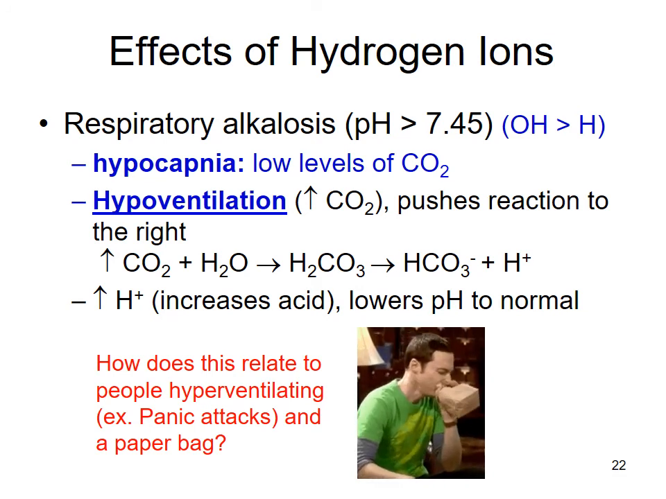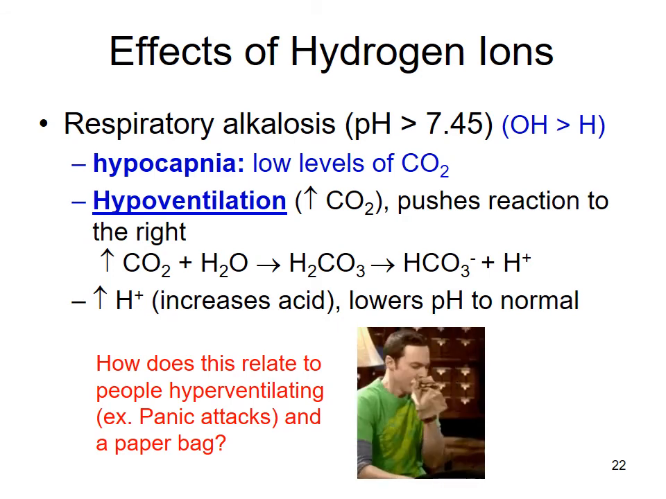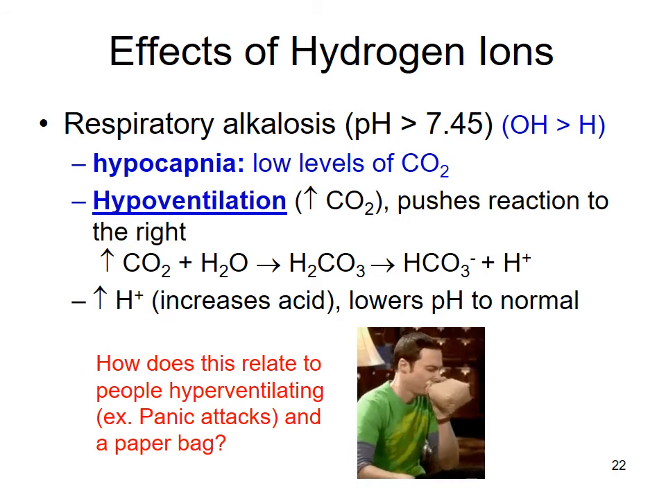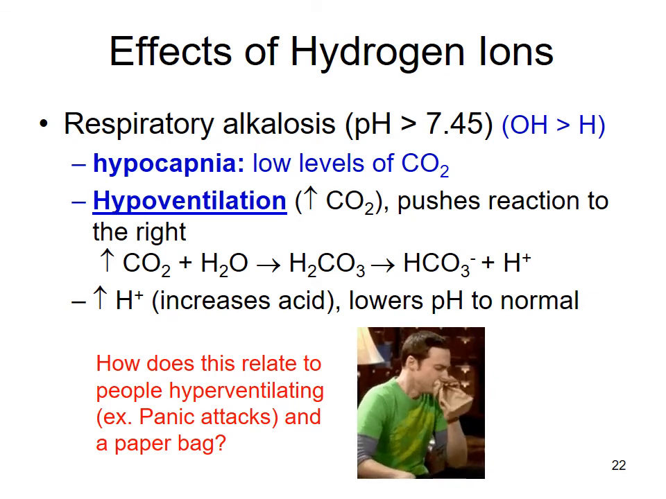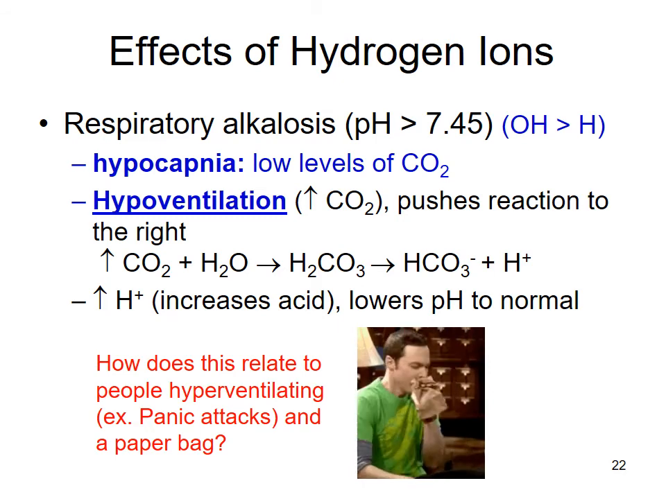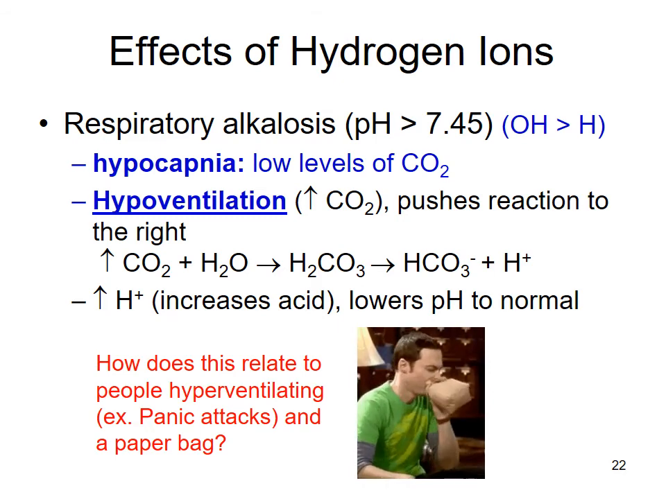So if you have alkalosis, that means your pH goes up. That's because you have hypocapnia, low levels of CO2, which means low levels of hydrogen. So the way that the breathing is going to adjust itself is to try to save as much CO2 as possible. So the patient is going to be hypoventilating, very short, quick exhales.